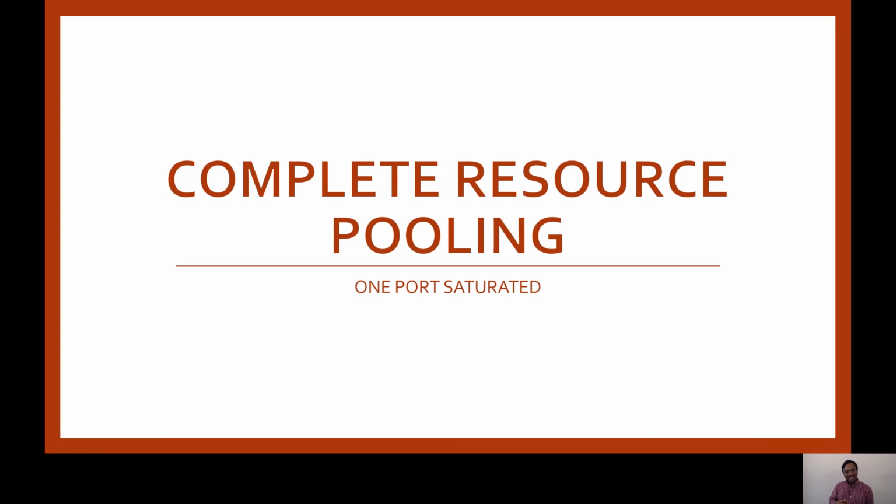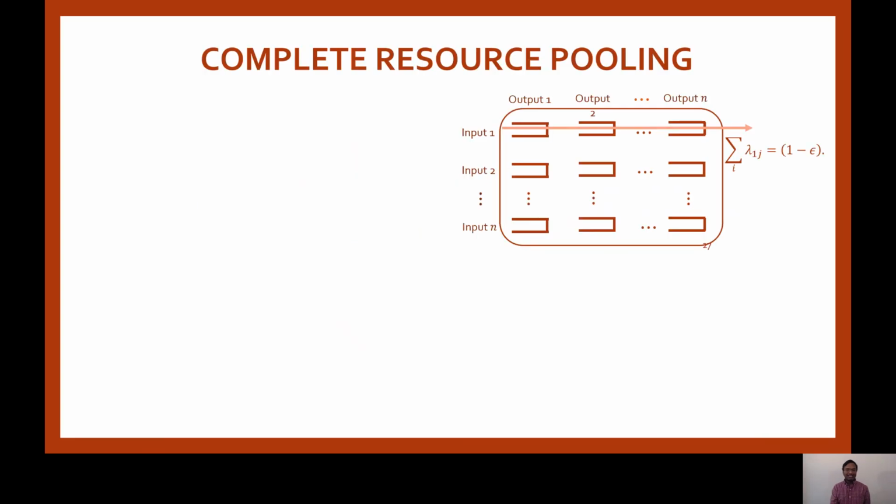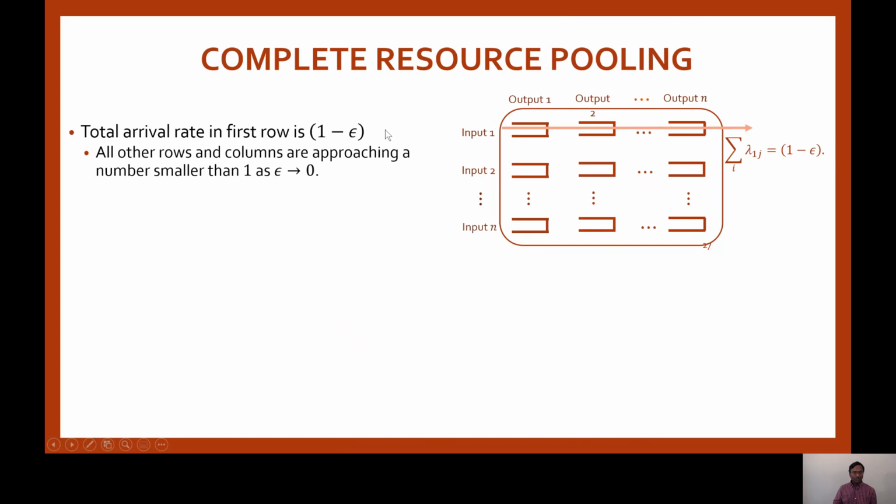OK, these are the results we have so far for the case when we don't have complete resource pooling. Now let me talk about the case when there is complete resource pooling. Remember, in the switch, this corresponds to the case where exactly one constraint is active. I'm assuming without loss of generality that it is the first row. So the total arrival rate in the first row is 1 minus epsilon, so it's approaching 1, and for all the other rows and columns, the total arrival rate is approaching a number strictly less than 1.